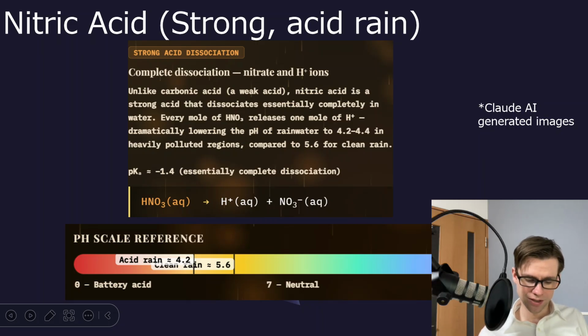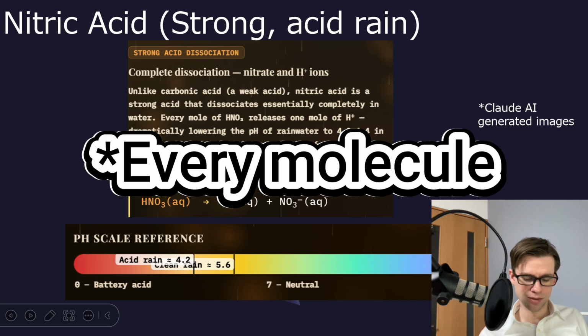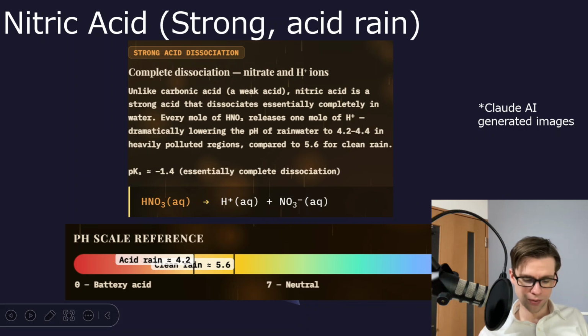So unlike carbonic acid, nitric acid is a strong acid. It dissociates essentially completely in water. Every mole of HNO3 releases 1 mole of H plus. Same thing as saying every molecule releases 1 ion of H plus. Dramatically lowering the pH of rainwater to 4.2 to 4.4 in heavily polluted regions compared to 5.6 for clean rain.